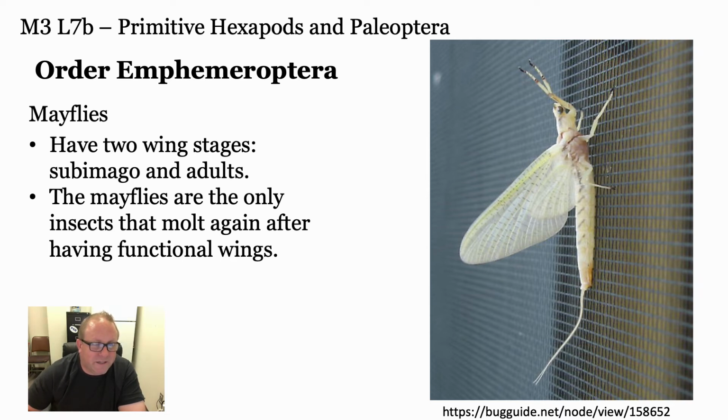They have 2 winged stages, the subimago and the adults, which is really, really weird. Most don't. All the other insects have the nymph or the larvae, and then they have the adult with the wings. Mayflies have 2 stages, the subimago and the imago, so that's really kind of weird. Here's a picture of a subimago. They're really, really pale. There's actually a lot of flies for fly fishing. If anybody out there's a fly fisherman, some of the paler flies that are supposed to be mayflies are these subimagos. So they're the only insects that molt again after they have functional wings, which is kind of crazy.